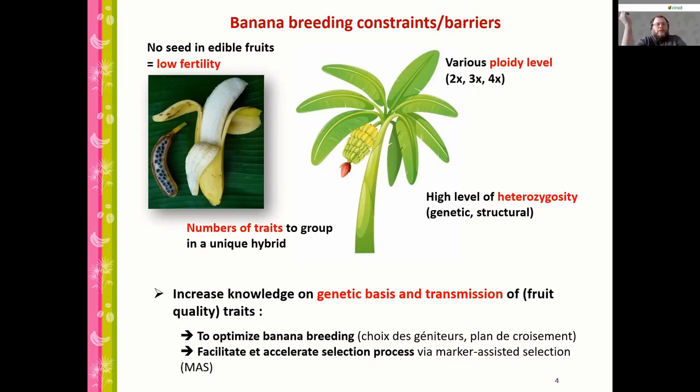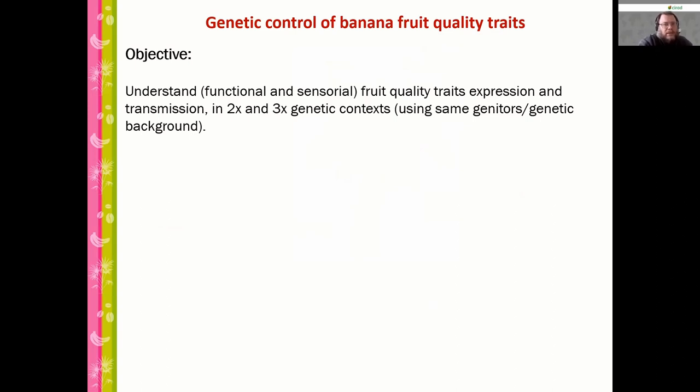So it's important for us to increase knowledge on the genetic basis and transmission of these traits, and especially on fruit quality traits, to optimize the parents' choice and our crossing patterns, and to facilitate and accelerate the selection process, for example, via marker-assisted selection. So the objective of this study is to understand functional and sensorial fruit quality traits, expression and transmission in the diploid and triploid genetic contexts.